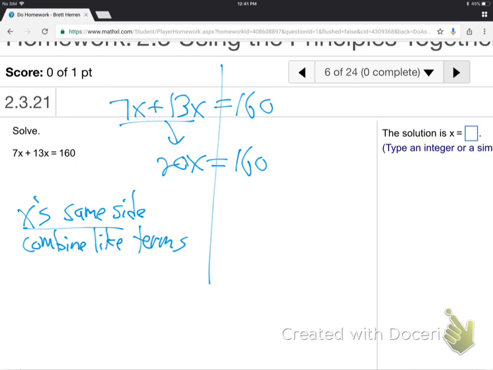All right, now x wants to be alone. So what are we going to do to get x alone? What's the last step always? Divide by the identical twin. Same sign, same everything, exactly what's next to x. Boom, x is 8. Now we're good. We good on that?